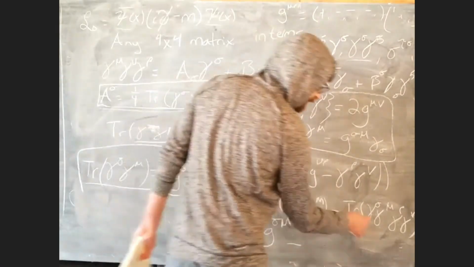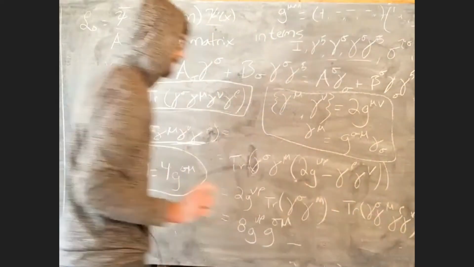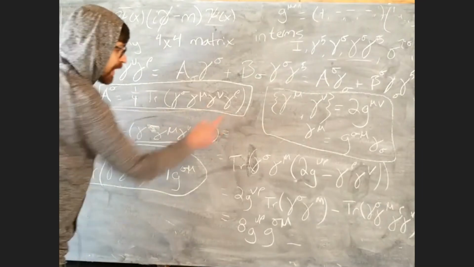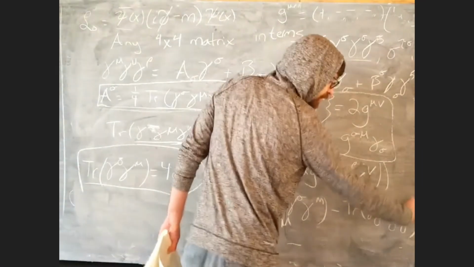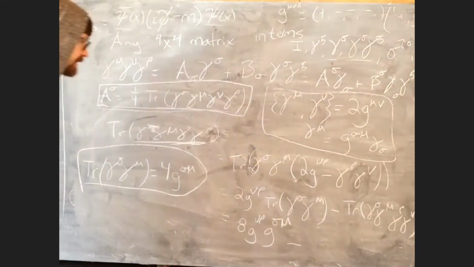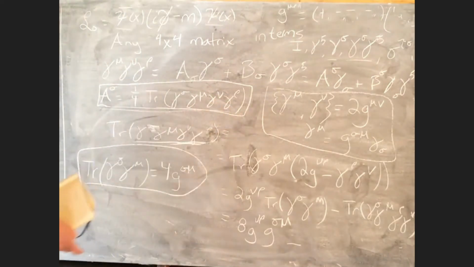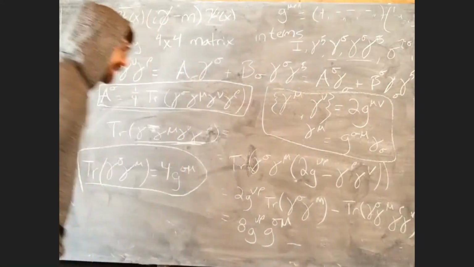We have gamma sigma, gamma mu, gamma rho, gamma nu. Here we have gamma sigma, gamma mu, gamma nu, gamma rho. The only thing that we did was permute this nu over 1, or I'm sorry, this rho, switching places with the rho and the nu, and we get this term of 8 times this metric and this metric.